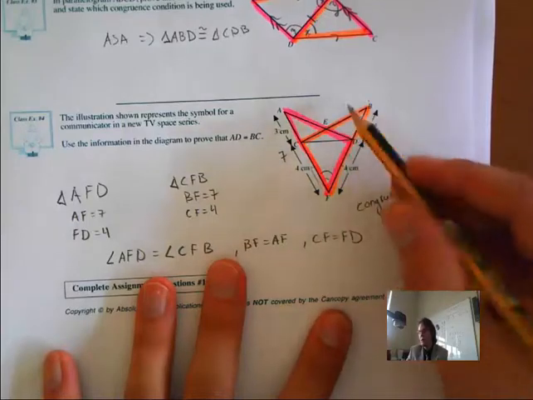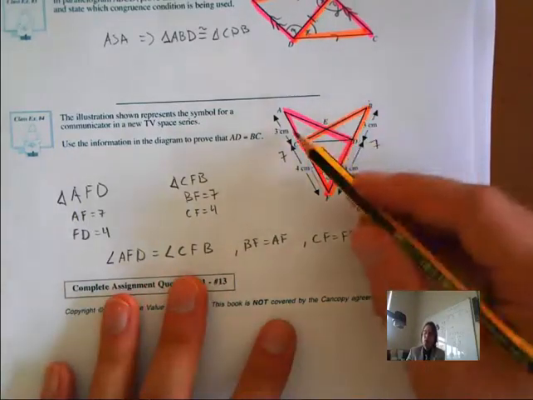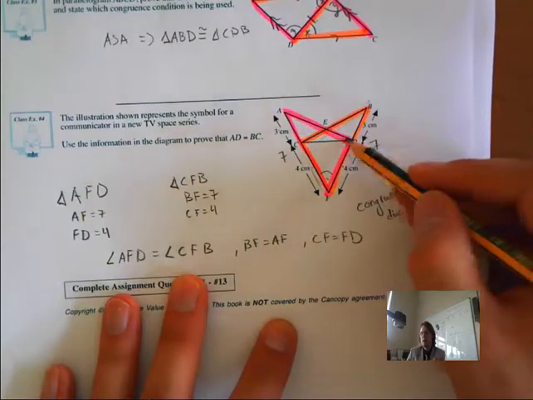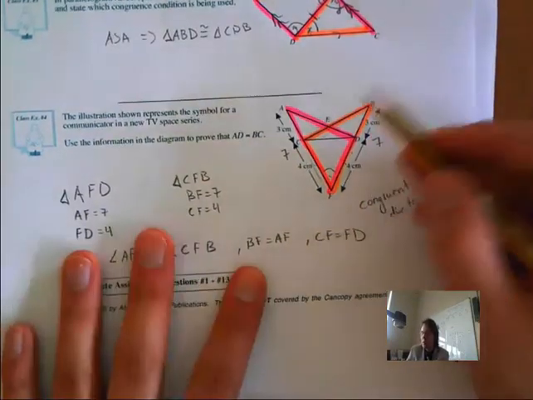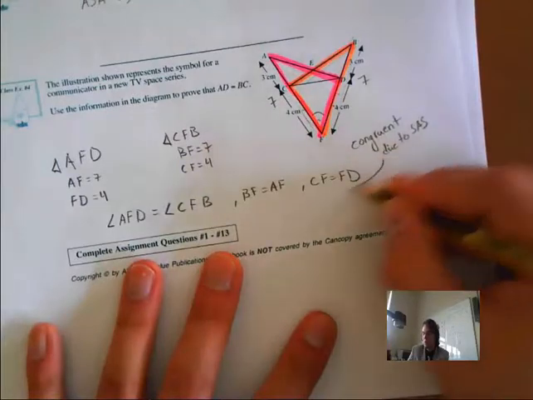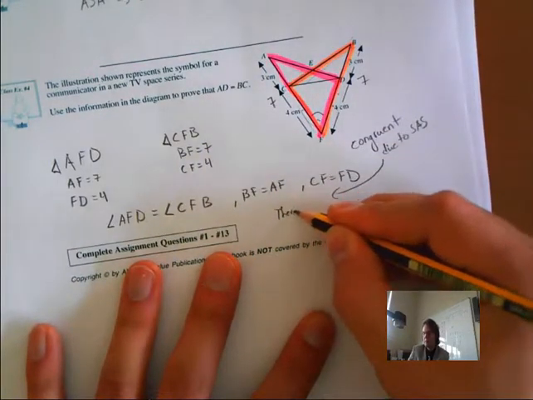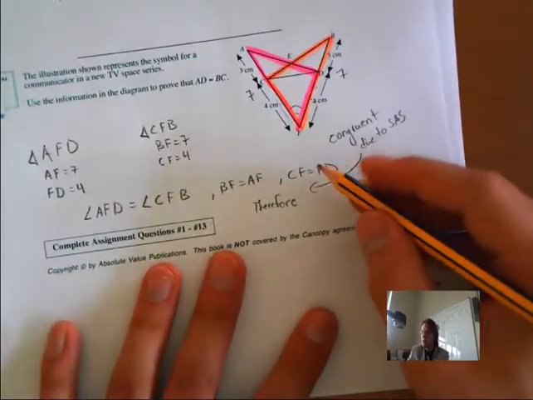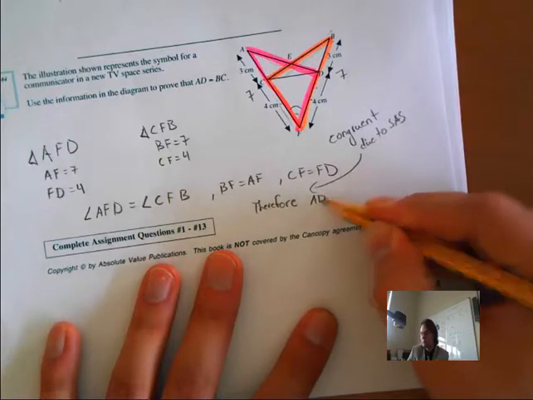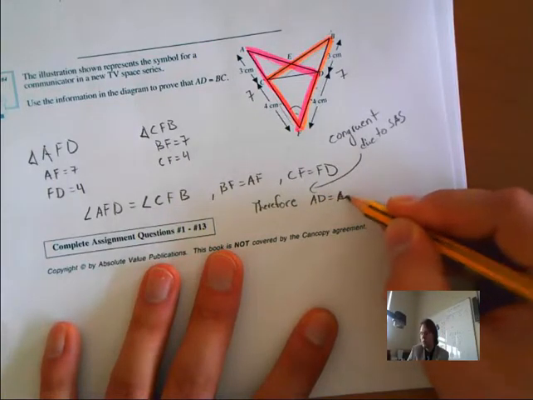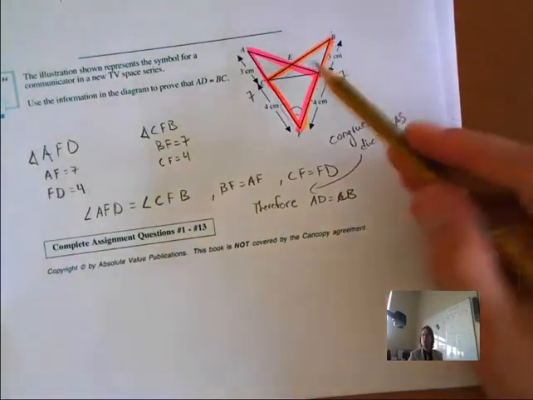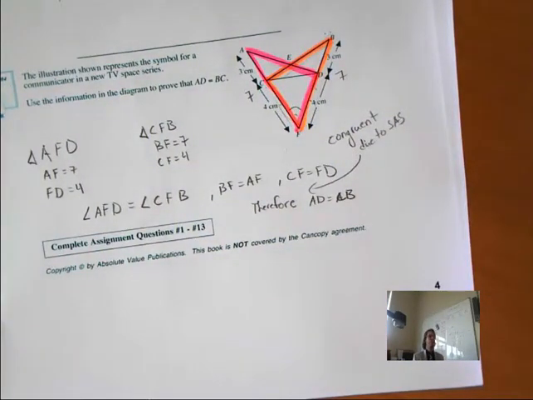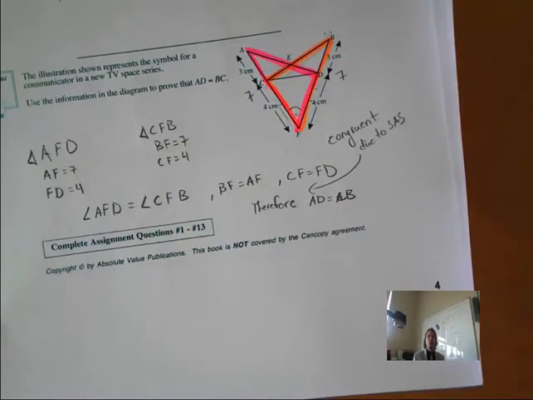Now, how does that help us? Look at this line. This line is part of this triangle, right? And this line here is part of that triangle. Therefore, so I'm running out of room, sorry. Therefore, AD must equal CB, because these are the other sides of the congruent triangles, and so those must be equal. So that's it. I'll see you tomorrow as we work on the assignment together. Hopefully you understood.